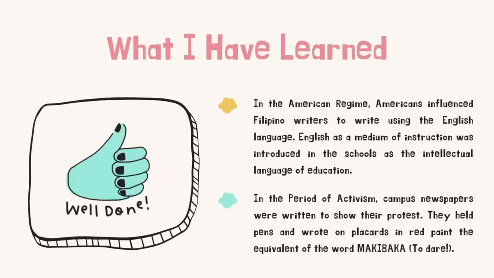In the American regime, Americans influenced Filipino writers to write using the English language. English as a medium of instruction was introduced in the schools as the intellectual language of education. In the period of activism, campus newspapers were written to show their protest. They held pens and wrote on placards in red paint the equivalent of the word makibaka, or to dare.